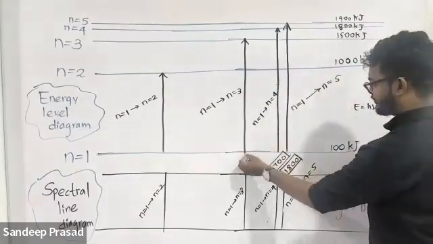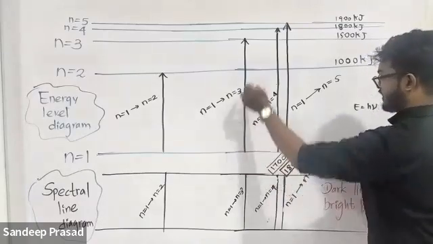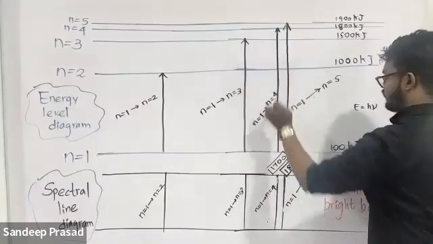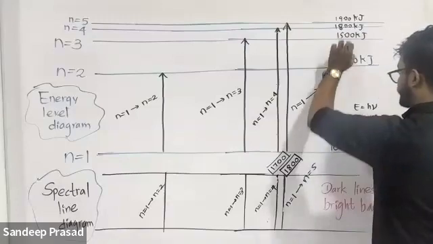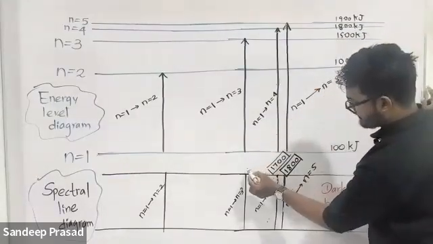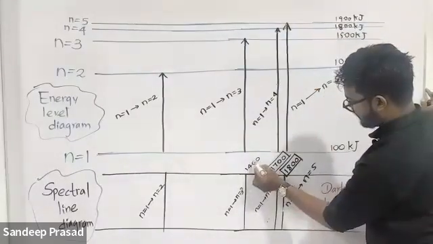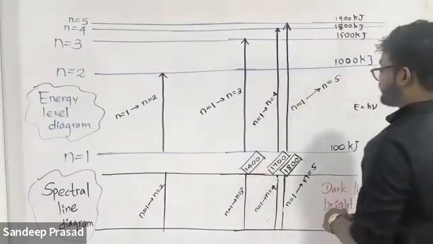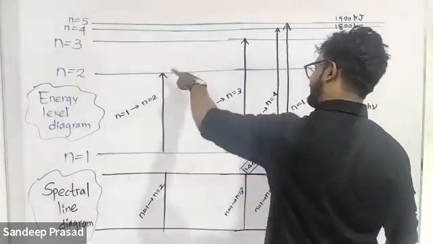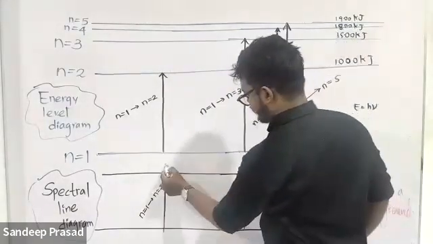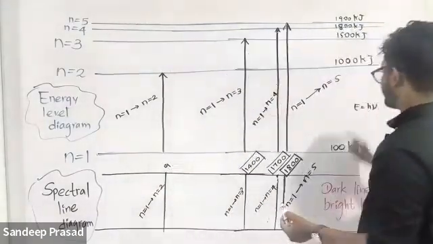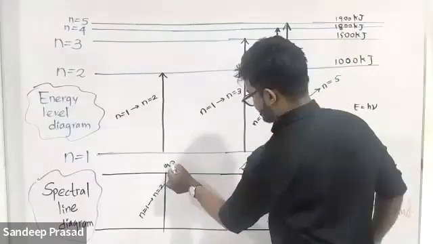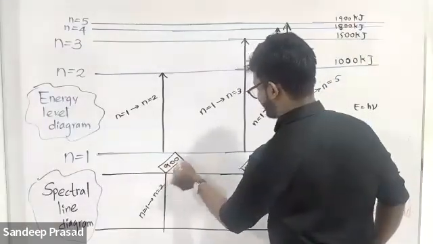Now let's go from the first principal energy level to the third principal energy level. What is the gap? 100 to 1500. Then the gap will be 1400. Now look at this one. n = 1 to n = 2. What is the gap? Gap is 100 to 1000. Gap is 900.